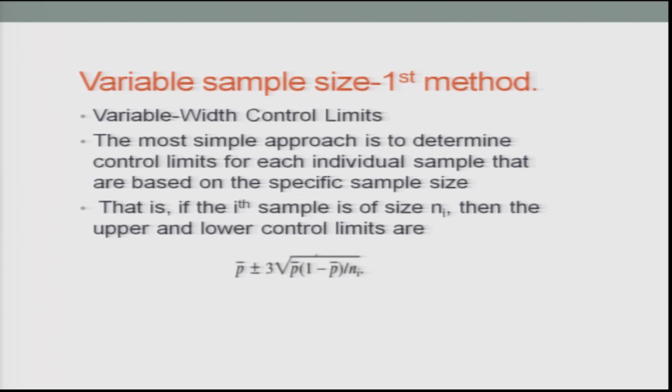So, you would have some control limits for the variability, and the variability is there for the sample size. The most simple approach is to determine control limits for each individual sample that are based on specific sample size. So, n is the sample size, we will keep taking n observations, a set of observations each time, and do our studies accordingly.